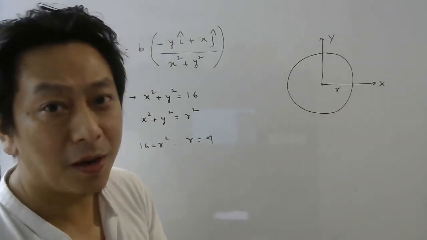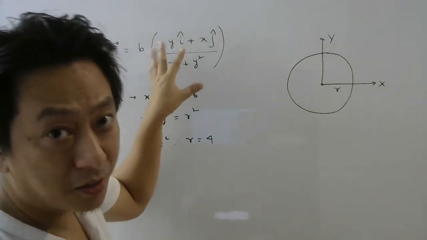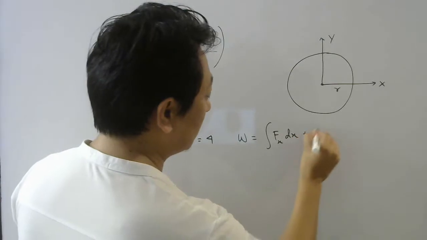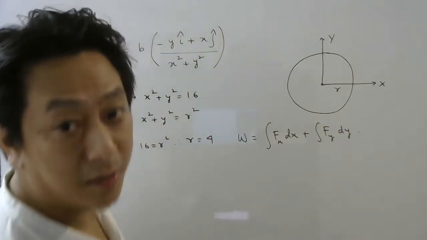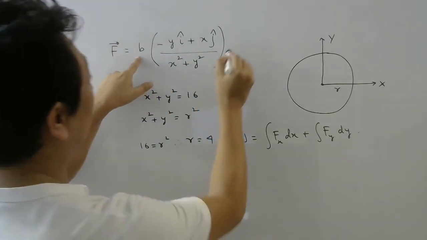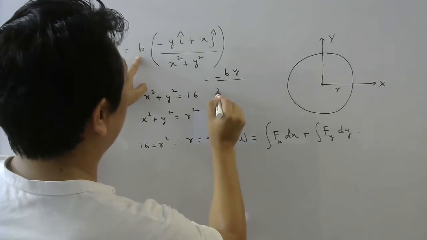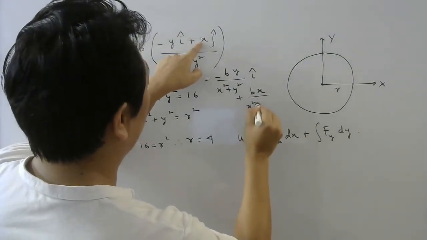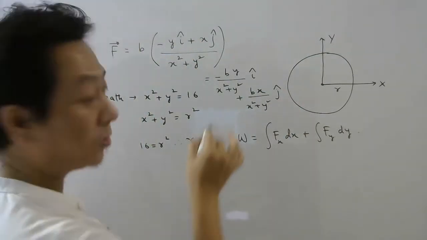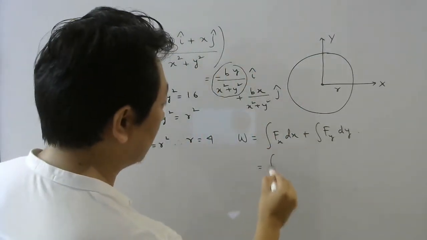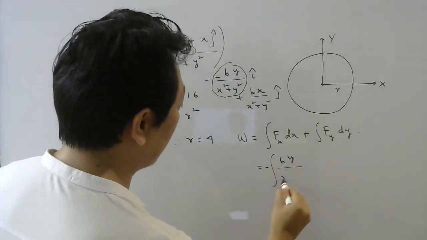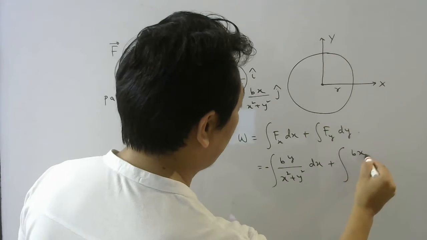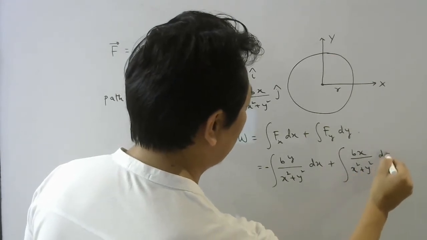The center is at the origin 0, 0. Now, how do you calculate work done by a force when the force is a function of x also, y also? The general formula is work done is integral Fx dx plus integral Fy dy, right? Now, what is the x component of the force? This force can be written as minus B y divided by (x square plus y square) i cap plus B x divided by (x square plus y square) j cap, right? So you can see this is the x component of the force. So integral of minus B y divided by (x square plus y square) dx, and your y component of force is B x divided by (x square plus y square) dy.